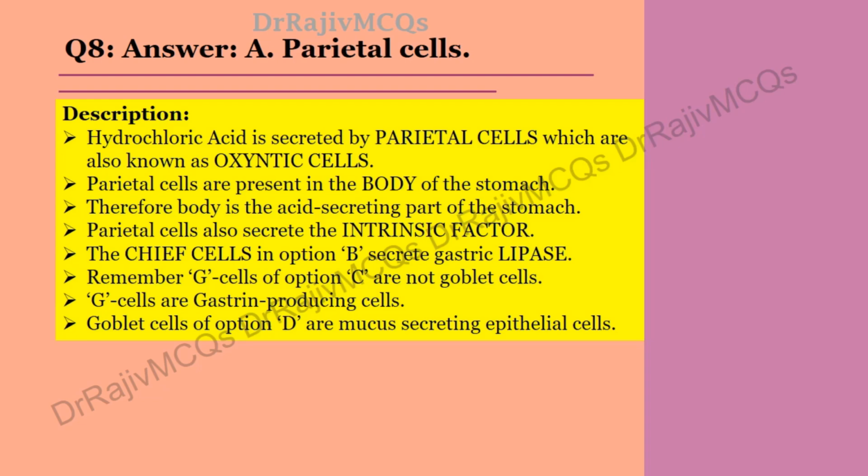The parietal cells are present in the body of the stomach. Therefore, the body is the acid-secreting part of the stomach. Parietal cells also secrete the intrinsic factor, which is essential for vitamin B12 absorption.